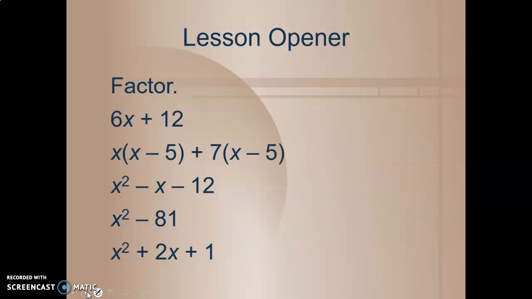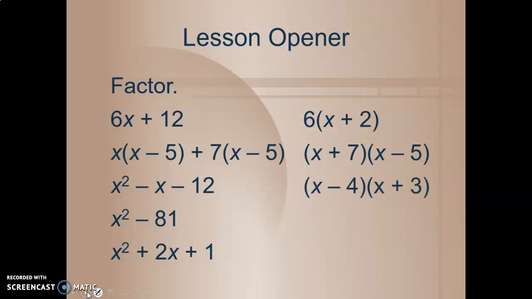All right, in 6x plus 12, the greatest common factor was 6. When we factor that out, we get 6 times x plus 2. In our second expression, x minus 5 was the common factor. When we factor that out, we get x minus 5 times x plus 7. In x squared minus x minus 12, we can use our little shortcut if we wanted to, or we could factor by grouping. Either way, we should end up with x minus 4 and x plus 3. We were looking for two factors of negative 12 that when multiplied equal negative 12, but when added equal negative 1, and that's how we got the negative 4 and positive 3.